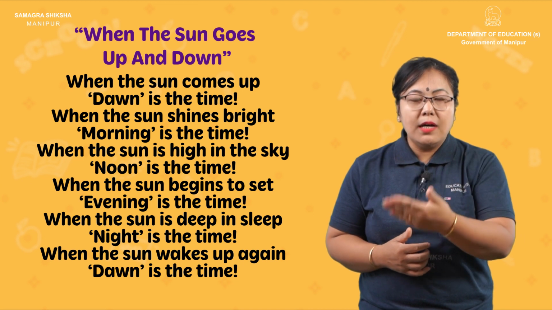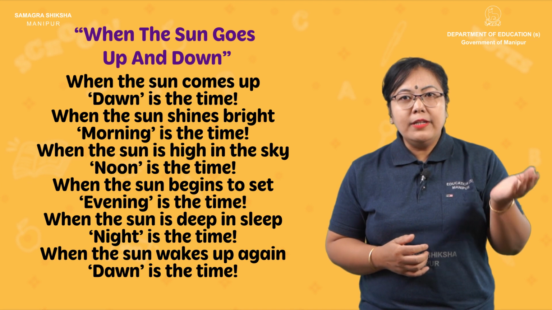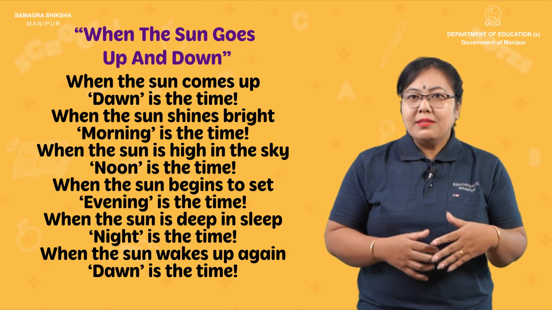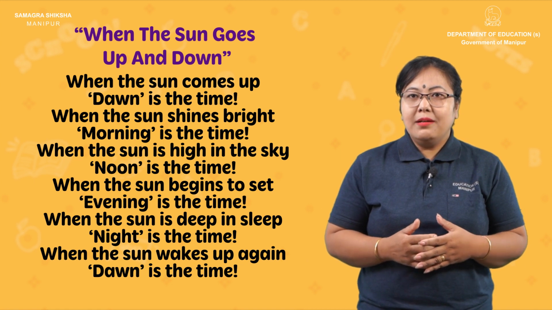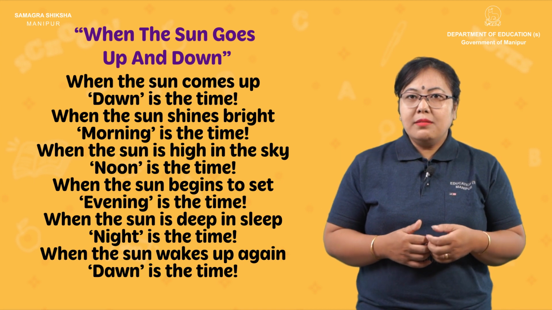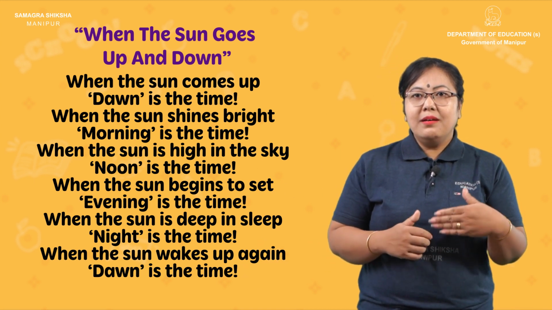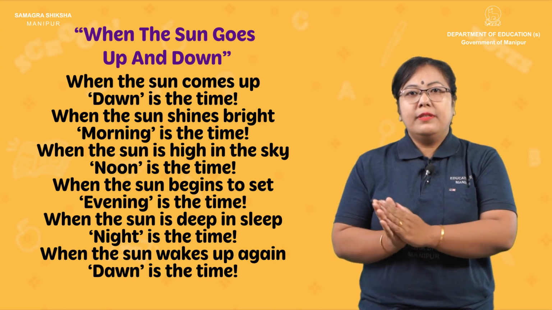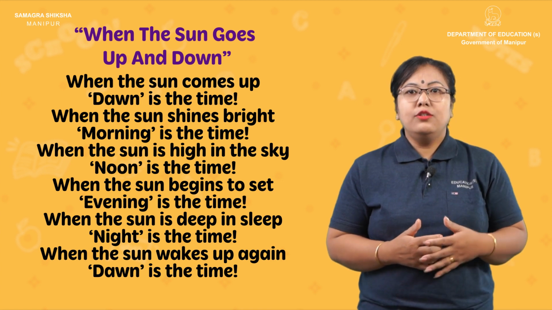When the sun goes up and down. When the sun comes up, dawn is the time. When the sun shines bright, morning is the time. When the sun is high in the sky, noon is the time. When the sun begins to set, evening is the time. When the sun is deep in sleep, night is the time. When the sun wakes up again, dawn is the time.